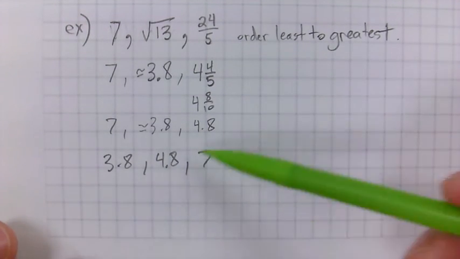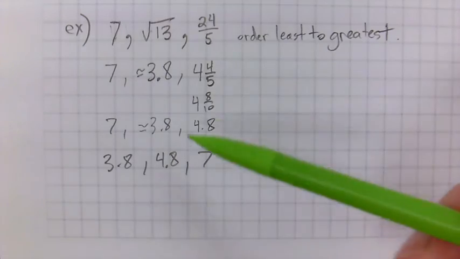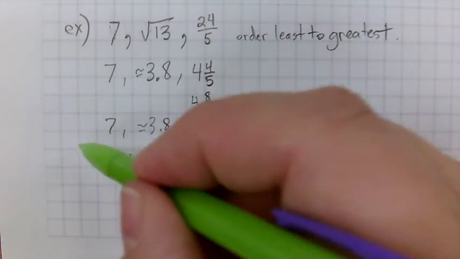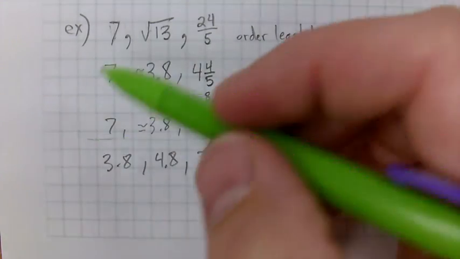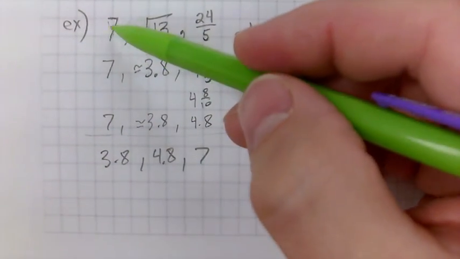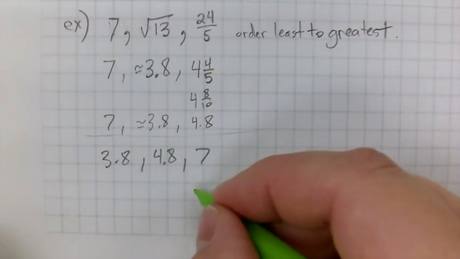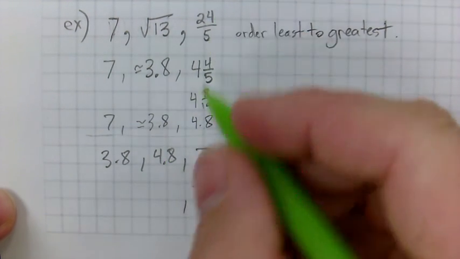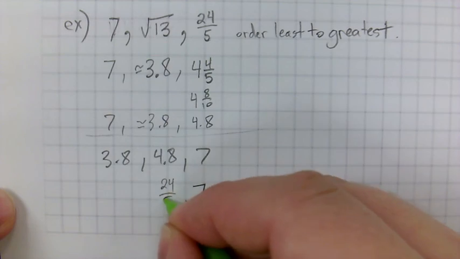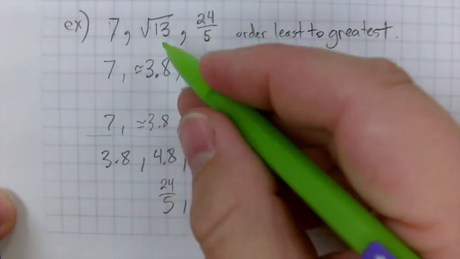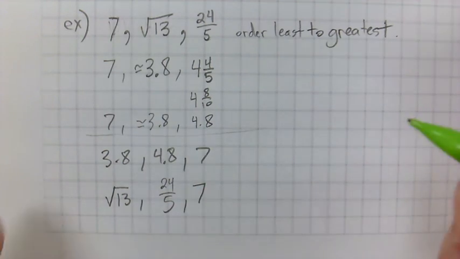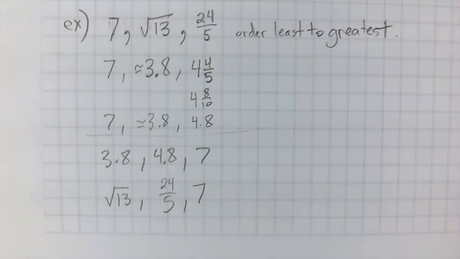And all these questions with this ordering always need to put it back to the proper form. So 7, and I like to put a line where I start to switch the order. 7 is what it was, so we're going to leave it as 7. 4.8 was 24 over 5. And 3.8 was square root of 13. So that is ordered from least to greatest.